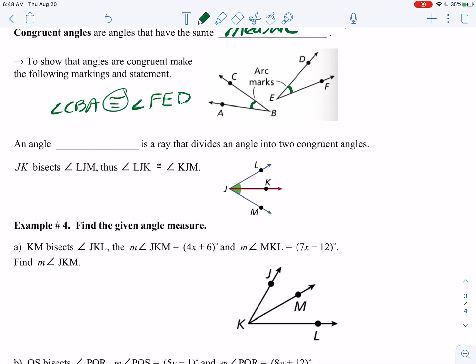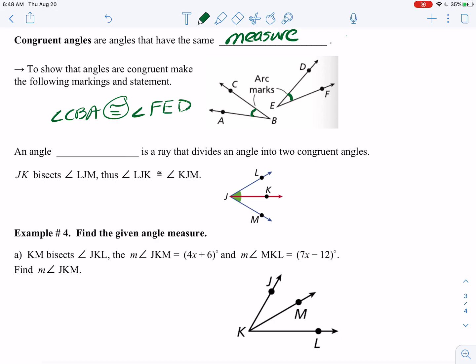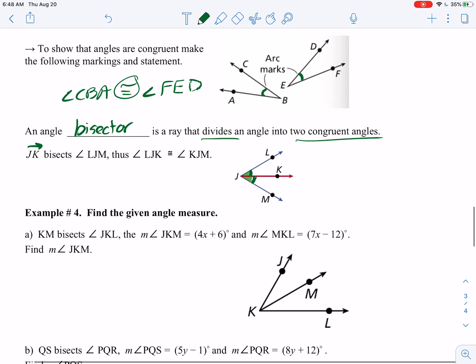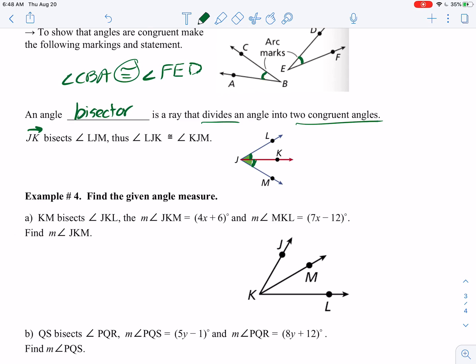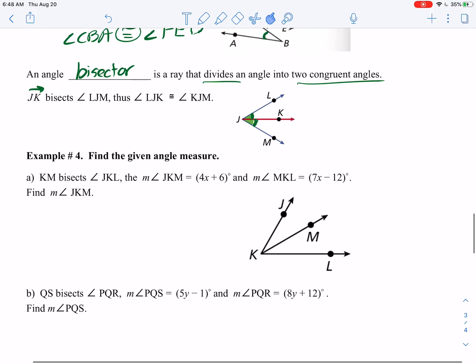You always have congruent angles when you have an angle bisector. Okay? Bisect means split into two, or divide an angle into two congruent parts. So if you're told JK is a bisector of angle LJM, then these two angles would be congruent and you would see the same number of arc marks on each. Okay? So let's practice a couple congruent angles on here.